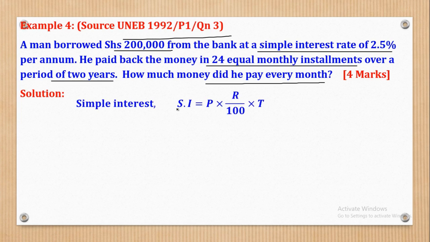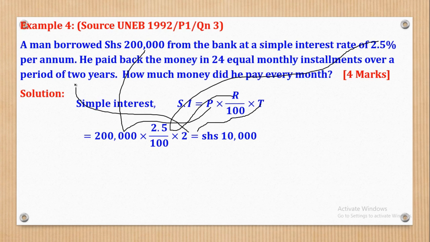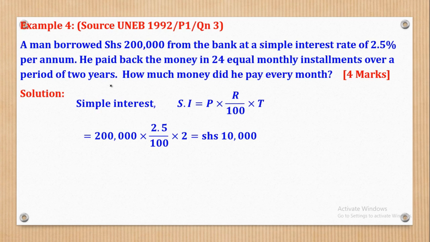So simple interest, first of all, is equal to PR over 100 times T. So when I substitute, the principal is 200,000, and it's got from here. R is 2.5, which was got from here. And T is 2, and it was got from this 2 years, number of years, which is here. So when I substitute and simplify, I come up with simple interest as 10,000 shillings.